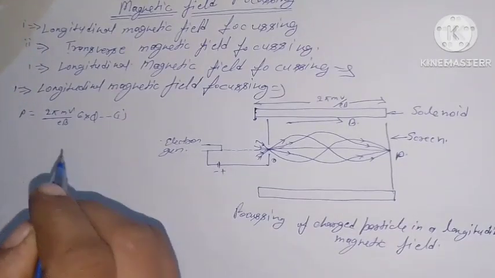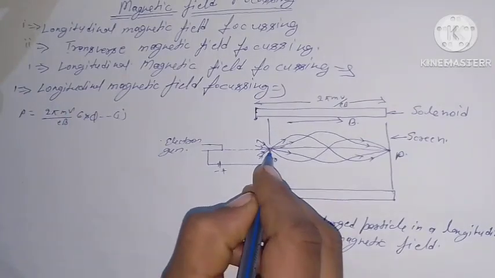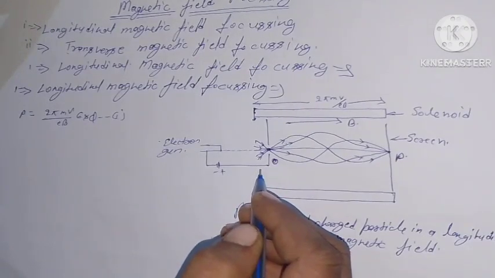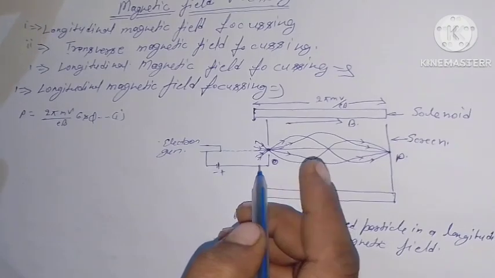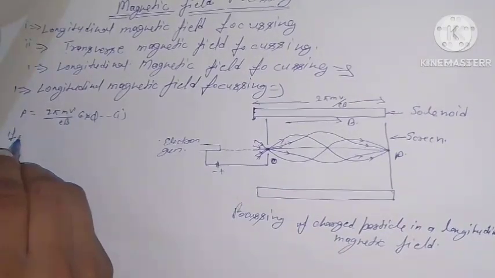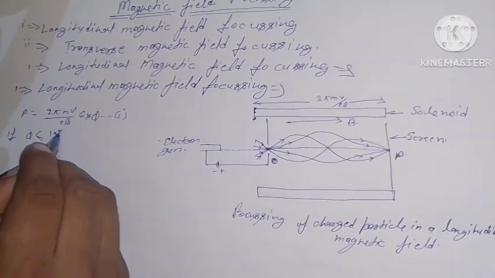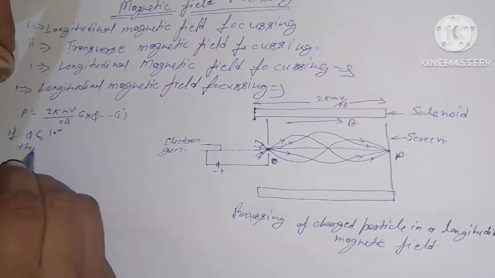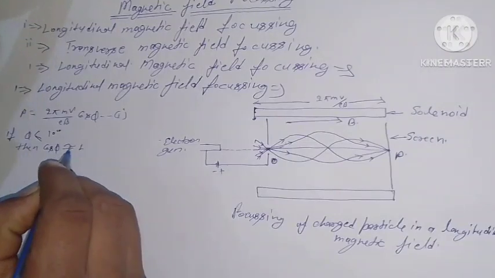Suppose a beam of electrons enters at point O with a small angle phi and with a velocity v. If phi is taken to be small, about 10 degrees, cos phi may be taken as unity.